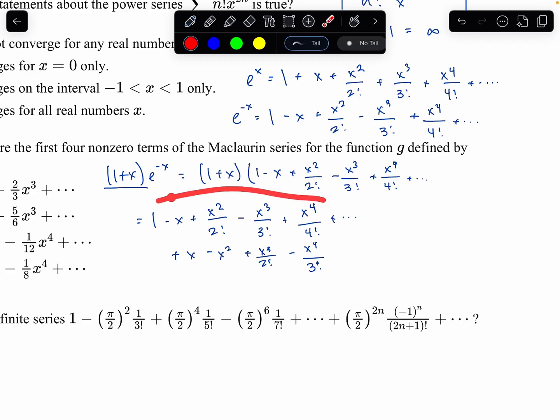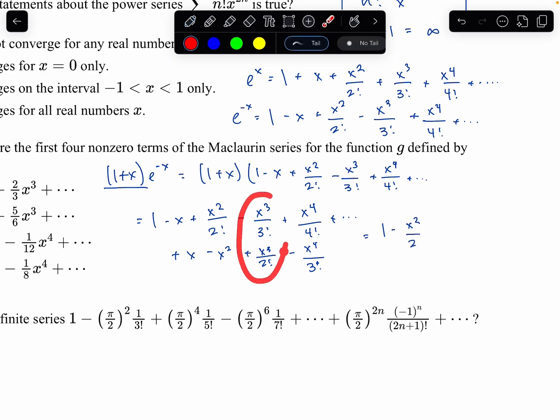Now I just have to combine any like terms. So I have 1, and then I have negative x and x. So those actually cancel. And then I have x squared over 2 minus x squared. That's going to result in negative x squared over 2, right? So minus x squared over 2.